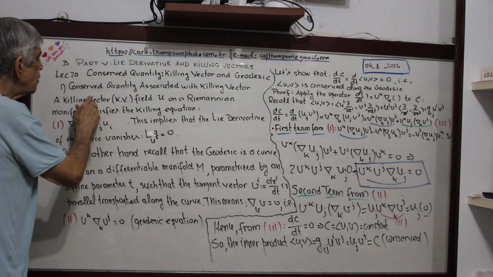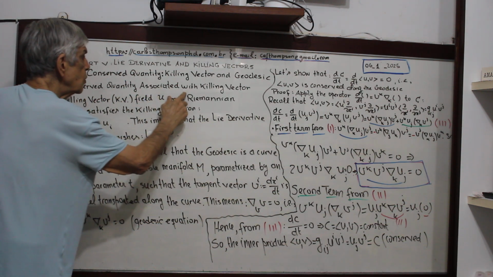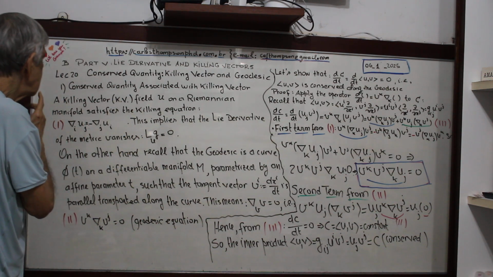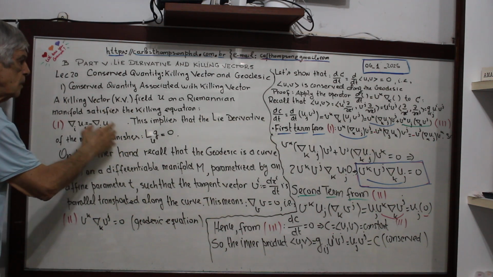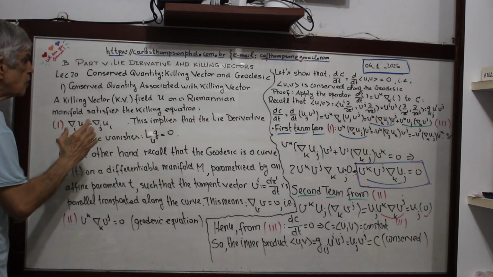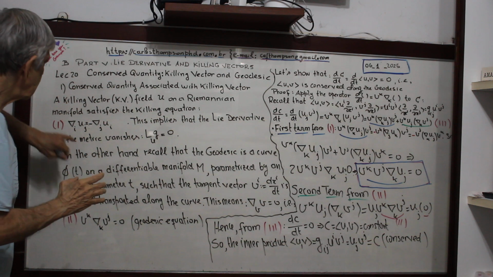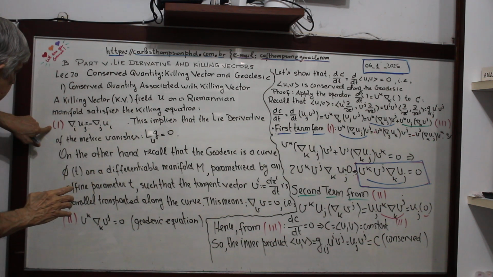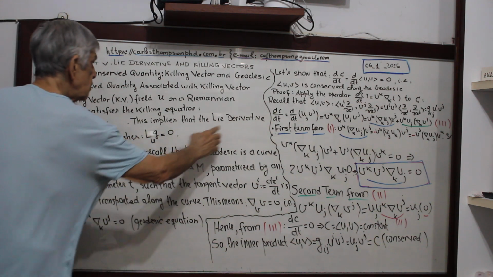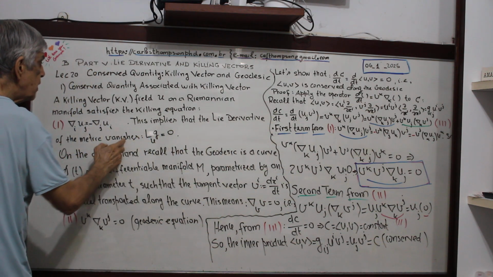Now, the conserved quantity associated with the Killing vector. That's the first part. A Killing vector field U on a Riemannian manifold satisfies the Killing equation. This is the Killing equation, number 1. This implies that the Lie derivative of the metric vanishes.